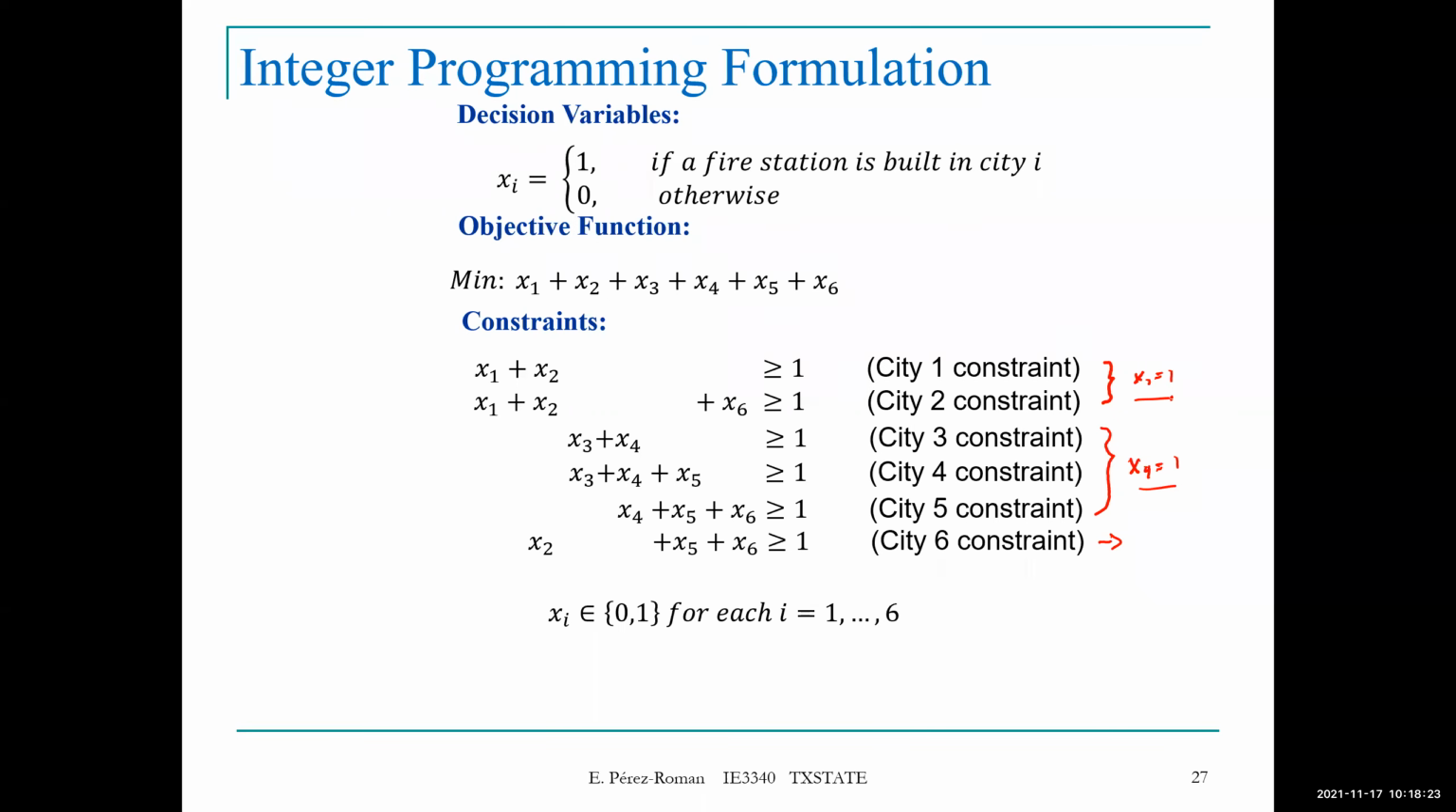So the question I have is, and the answer is 2. So the minimum will be 2. So how do you get that solution? Number 2 and number 4. X2 equals 1 and X4 equals 1. Why is that? Because if you make X2 equal to 1, then you will satisfy this constraint and this constraint. If you make X4 equal to 1, you're satisfying all these constraints with a minimum number of fire stations.